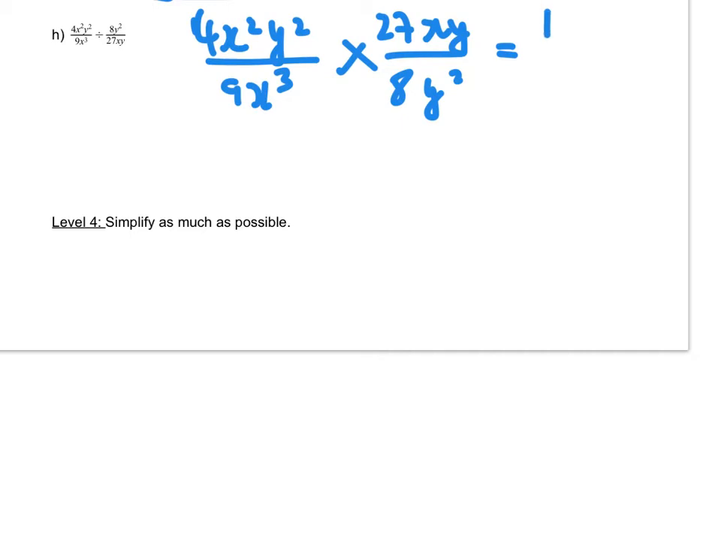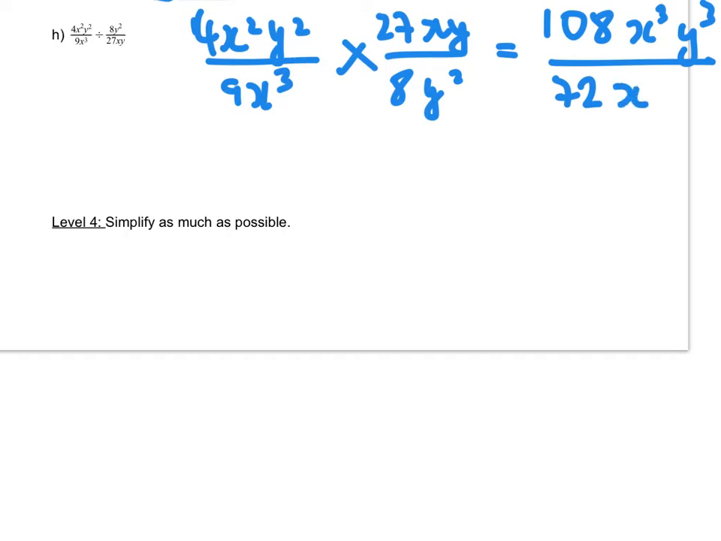Now, 4 times 27 is 108. X squared times x is x cubed. Y squared times y is y cubed. The bottom, 9 times 8 is 72. X cubed y squared.